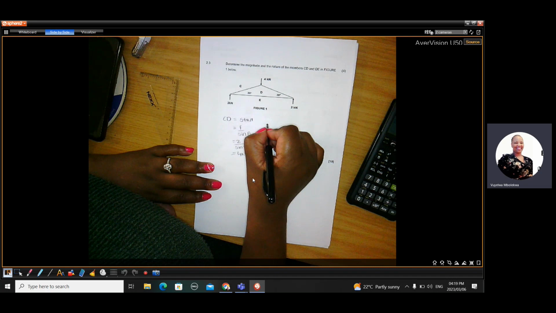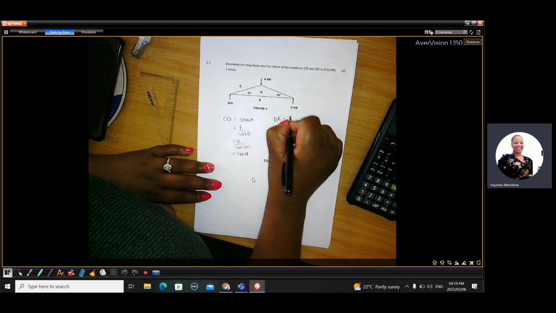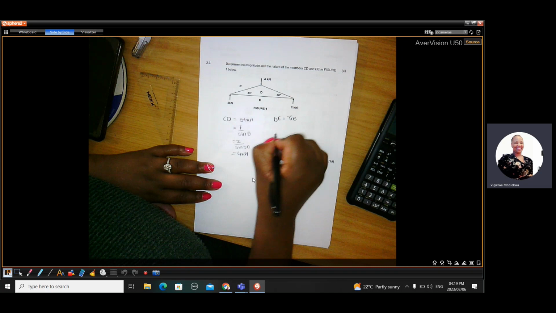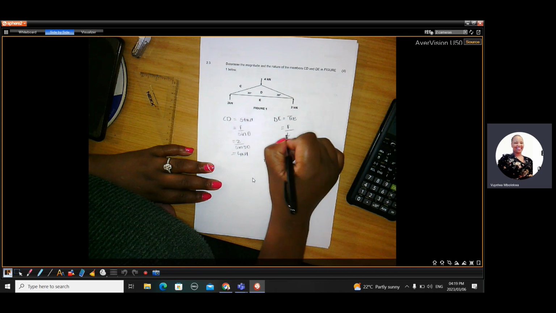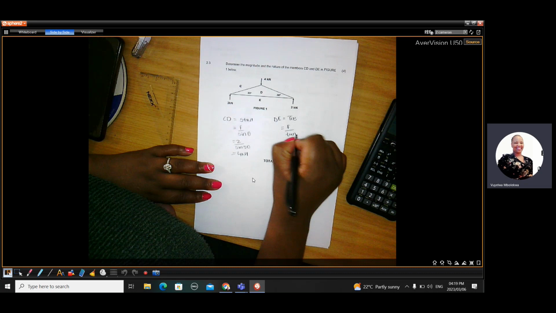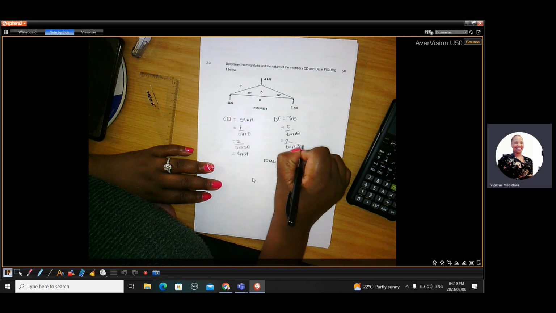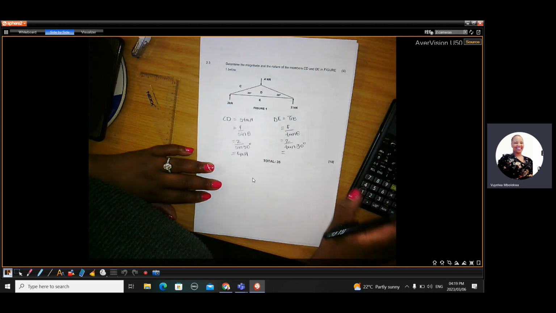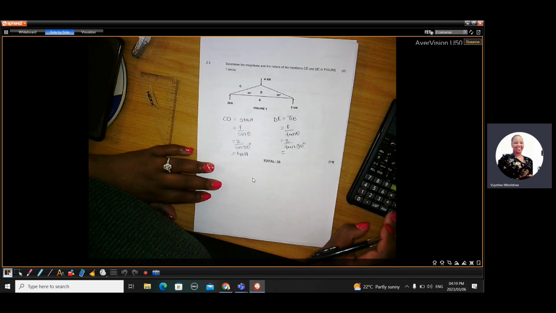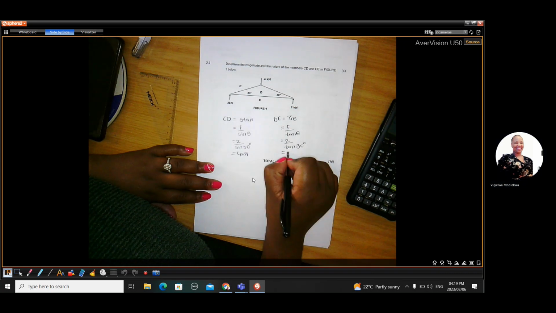And then the other one was DE. Then DE equals a tie. Then the tie will be the force over tan of the angle, which is 2 over tan 30 degrees. That's going to be 2 divided by tan 30, which will give us 3.464 kilonewtons.